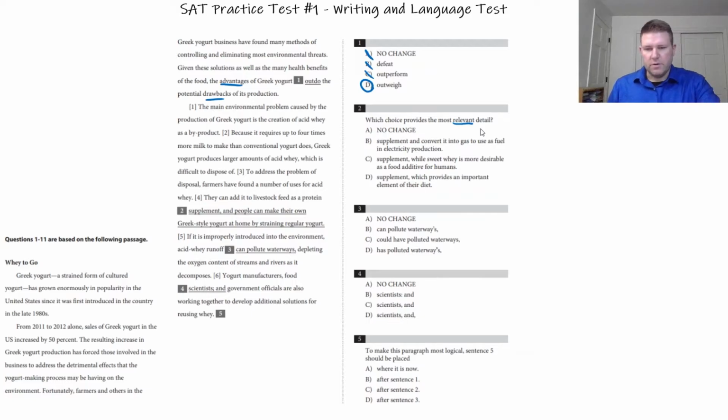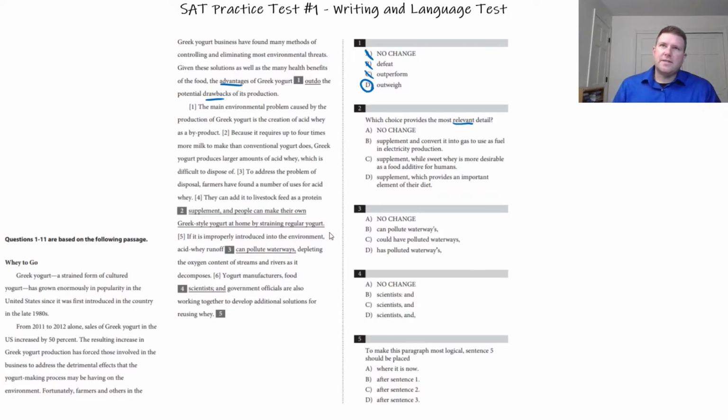So let's get over here to the beginning of this paragraph. The main environmental problem caused by the production of Greek yogurt is the creation of acid whey as a byproduct. Because it requires up to 4 times more milk to make than conventional yogurt does, Greek yogurt produces larger amounts of acid whey, which is difficult to dispose of. To address the problem of disposal, farmers have found a number of uses for acid whey. They can add it to livestock feed as a protein supplement, and people can make their own Greek-style yogurt at home by straining regular yogurt.